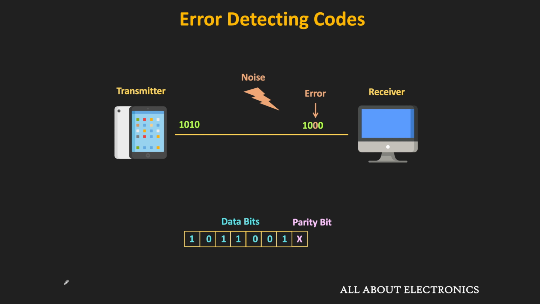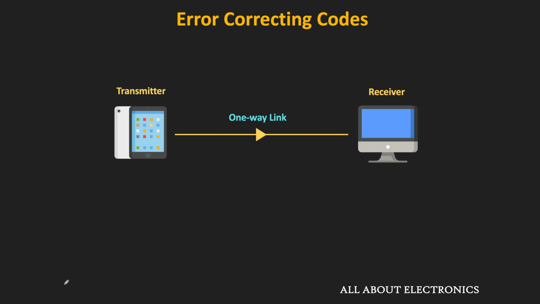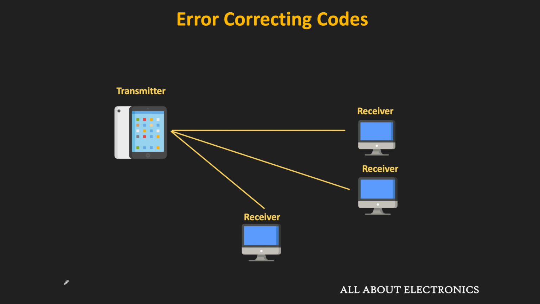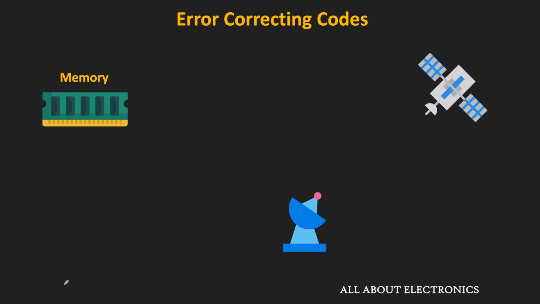But sometimes, it is also required that the receiver should be able to even correct the error. And for that, these error correcting codes are used. These error correcting codes are used in applications where the retransmission is very costly or it is not possible. For example, they are used in a one-way communication link or in a multicast system. Moreover, they are also used in the computer memories and many times they are also used in a satellite communication where the latency is very high.